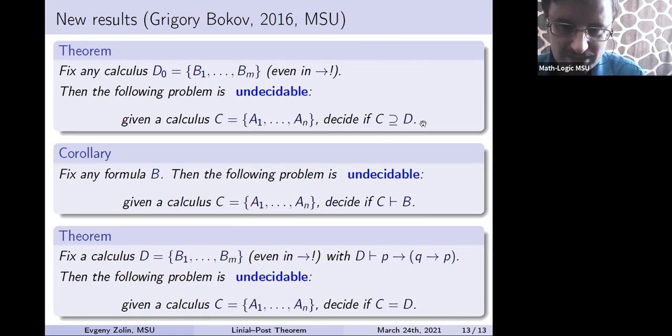So at the very beginning, we discussed that the inclusion C implies D is not so obvious. It's not clear how to decide it. And in fact, it is not possible to decide it, not only for classical logic, but for any logic. And the equality is not possible to decide for any logic that contains not all tautologies, but simply just one tautology, P implies (Q implies P). So that's all for this lecture, and we can discuss questions.